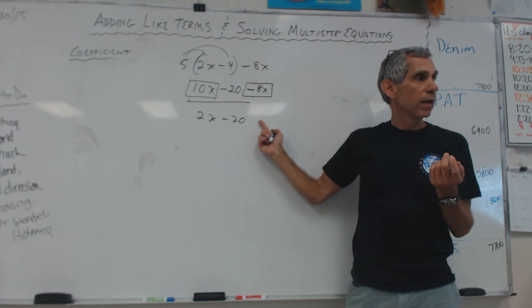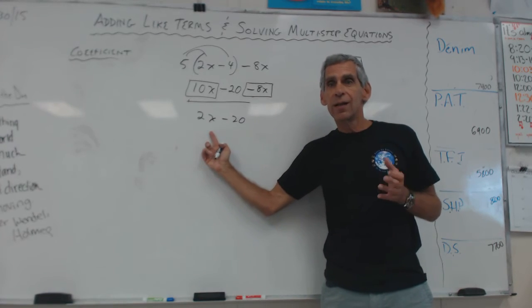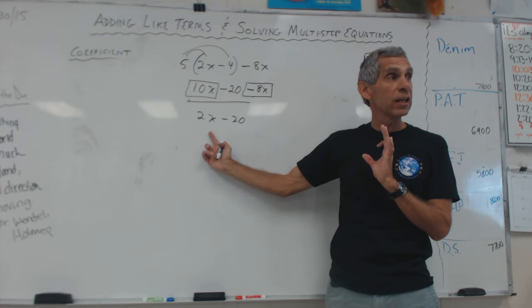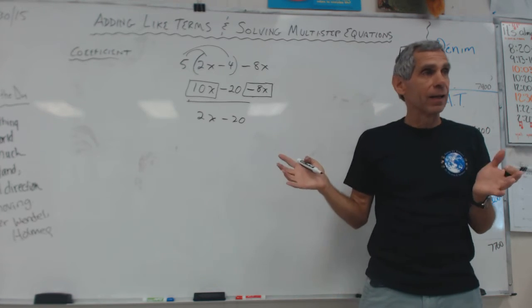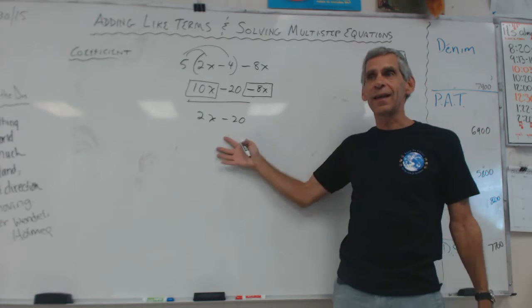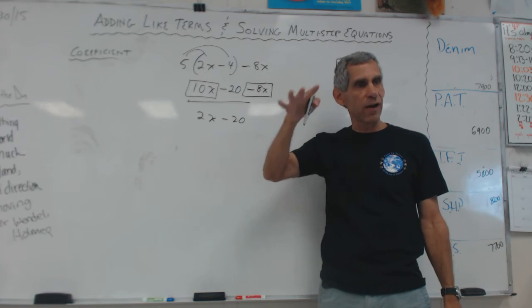But I can't say x is 4. X could be 5. There's even a chance it's 1,022,022, right? So it could be anything. So I don't know, so I can't solve it. I can just simplify it. Does that make sense? You see the difference between simplify and solve?